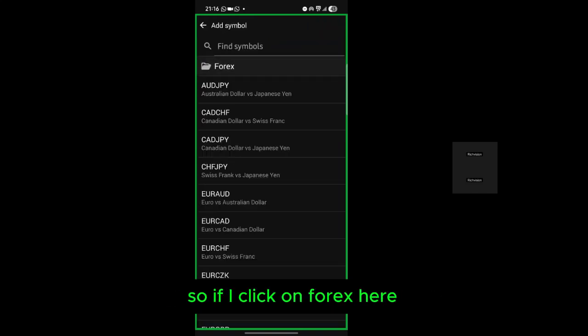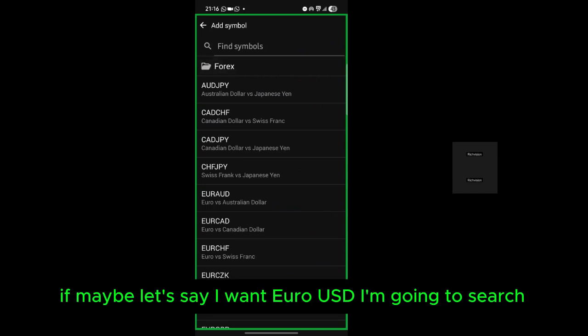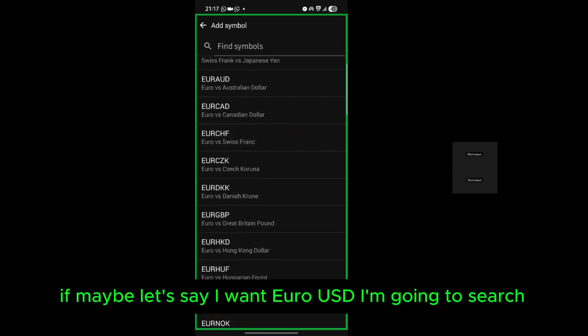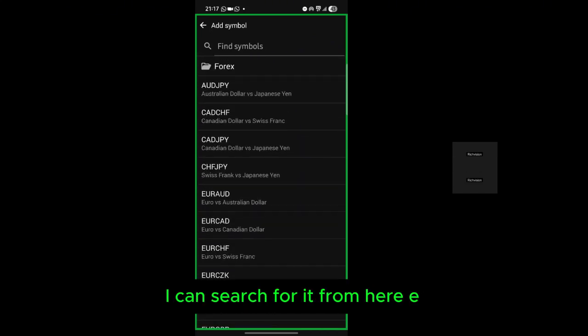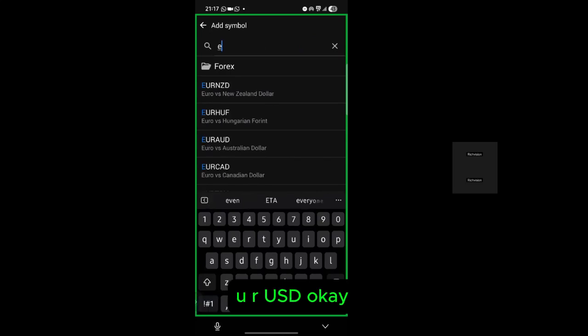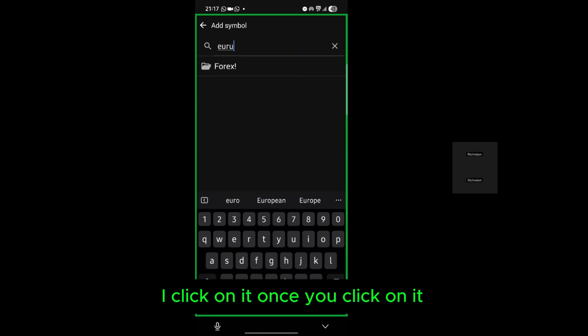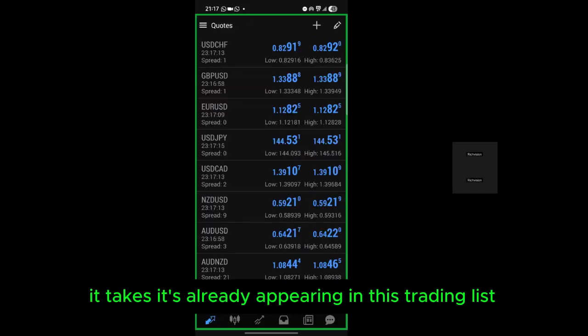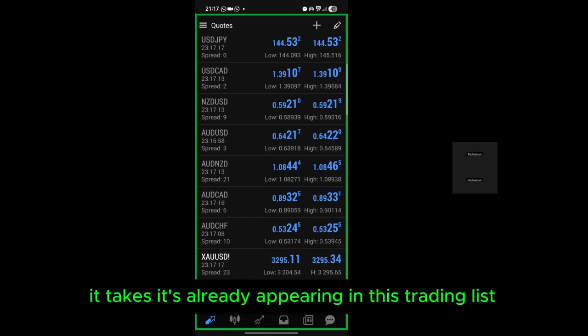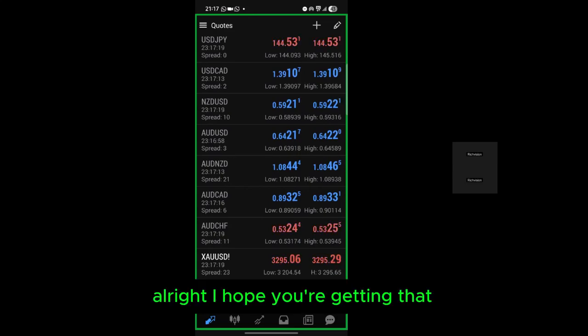So if I click on Forex here, let's say I want Euro USD, I'm going to search. I can search for it from here, EUR USD. Okay, I click on it. Once you click on it, it's already appearing in this trading list. All right, I hope you're getting that.